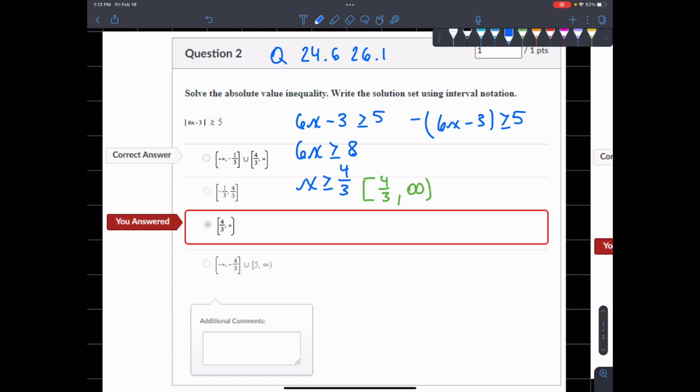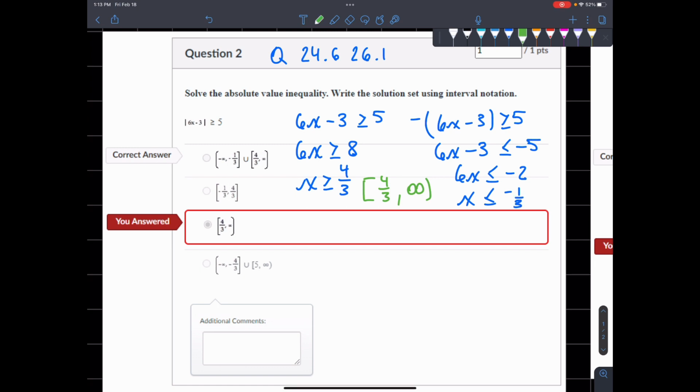Let's move that negative over to the other side. When we do that, we've got to flip the signs again. So that is going to be 6x minus 3 is less than or equal to -5. Then we can move the 3 over, add 3 to both sides. We get 6x is less than or equal to -2. Divide both sides by 6. -2 over 6 is going to be -1 over 3.